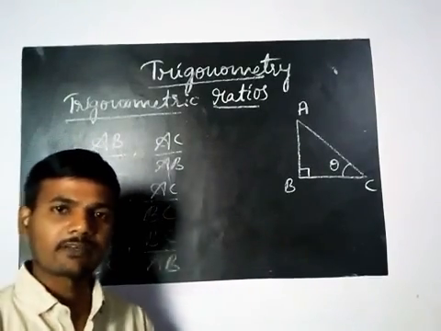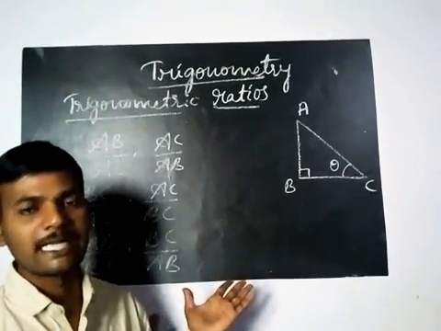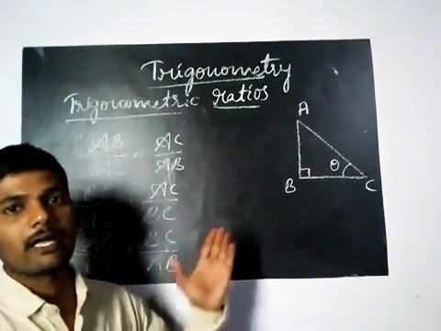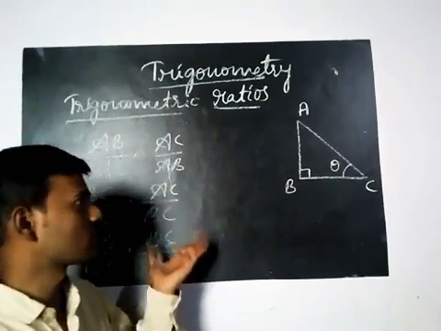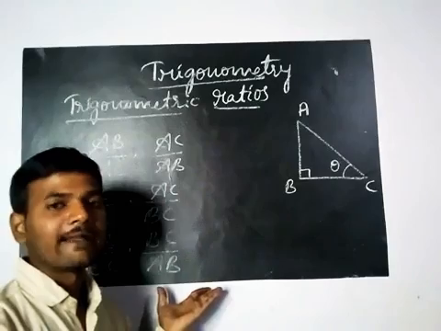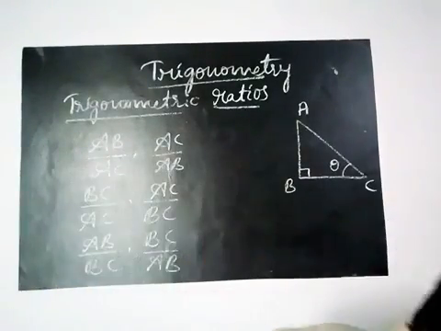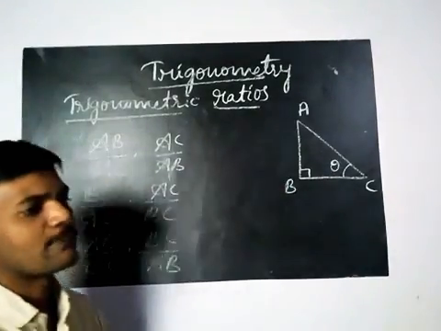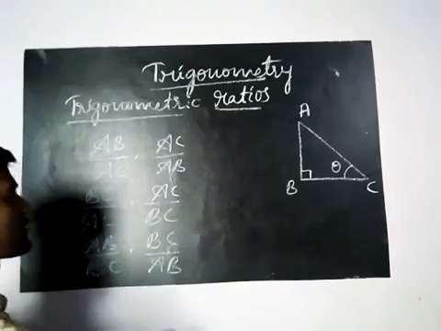So in trigonometry, there are special names for these 6 ratios. As related to the angle theta, we name the sides of the triangle, and the ratios of the triangle are given special names. Let me tell you what the special names for these trigonometric ratios are. Remember the ratios.